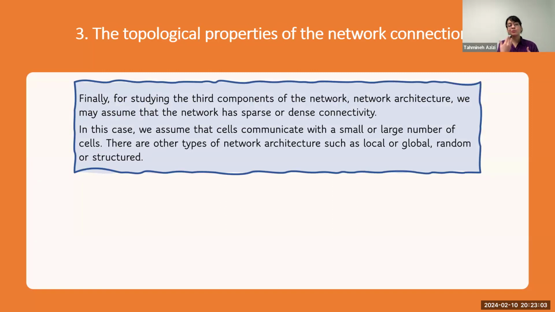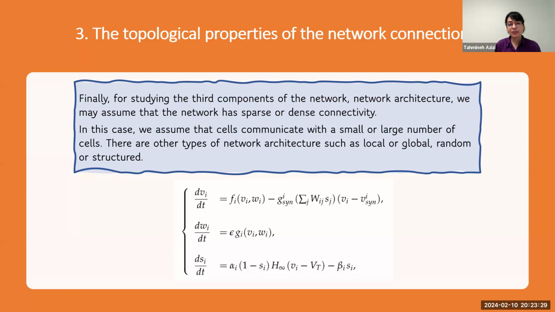The third approach for this multi-scale modeling is based on the topological properties of the network. We assume that our network is sparse or dense, so we have dense connectivity, and we assume that the cell communicates with a small or large number of other cells to perform its task. Of course, there are other types of network architecture, but what we can see here is just three different approaches that we can use for multi-scale modeling of the network.